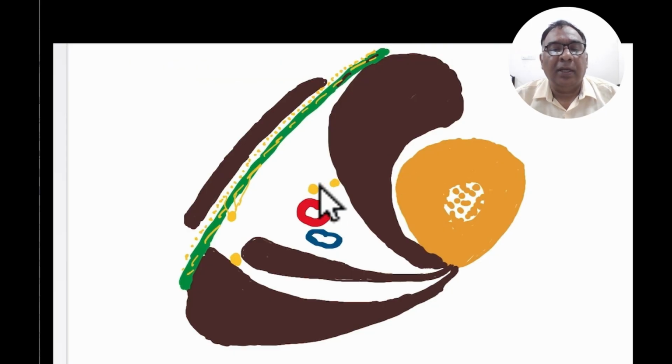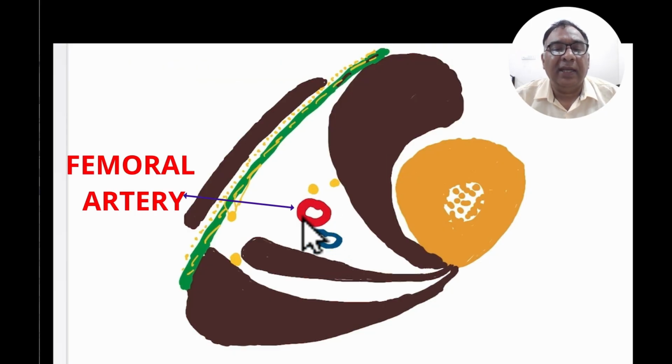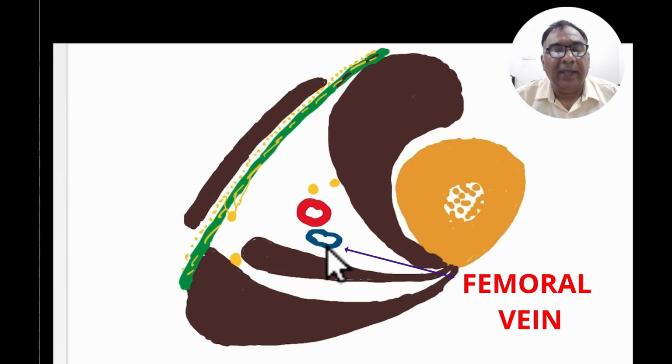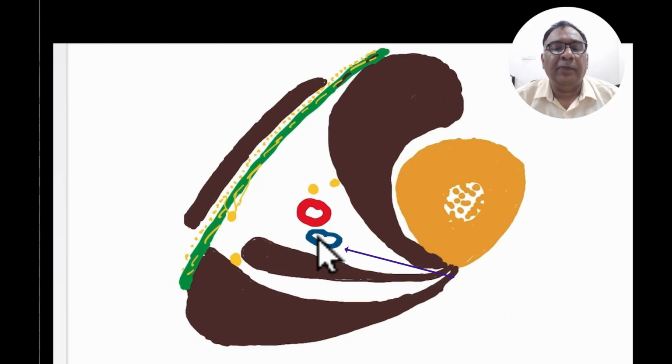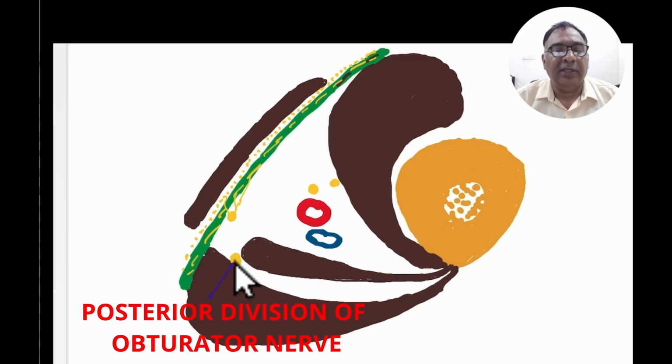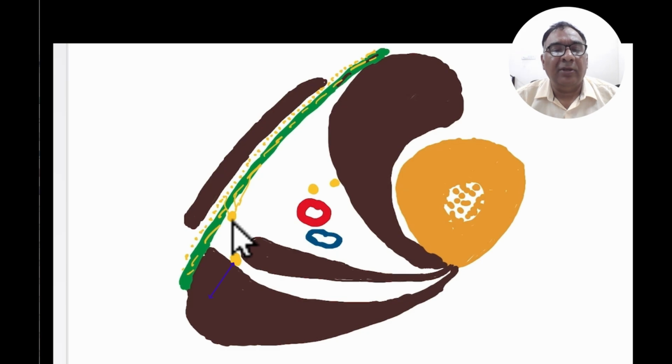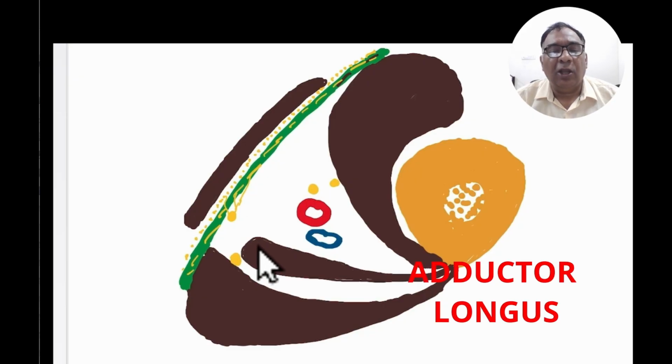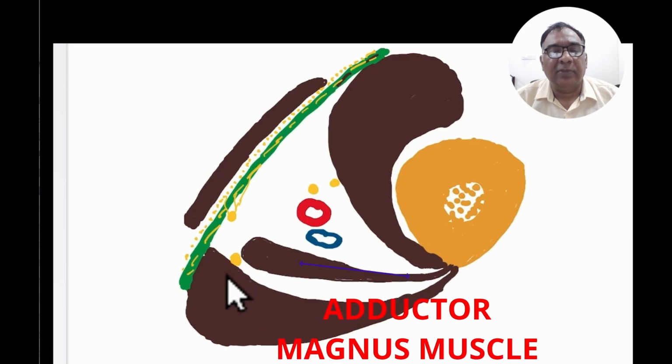This is a diagram of a cross-cut section at the upper part of adductor canal. In the contents of adductor canal, here you can see this is femoral artery and this is femoral vein. Femoral vein lies inferior to femoral artery. This is the anterior division of obturator nerve and this is the posterior division of obturator nerve. Anterior division of obturator nerve gives a branch to subsartorial plexus, and posterior division of obturator nerve runs between adductor longus muscle and adductor magnus muscle.